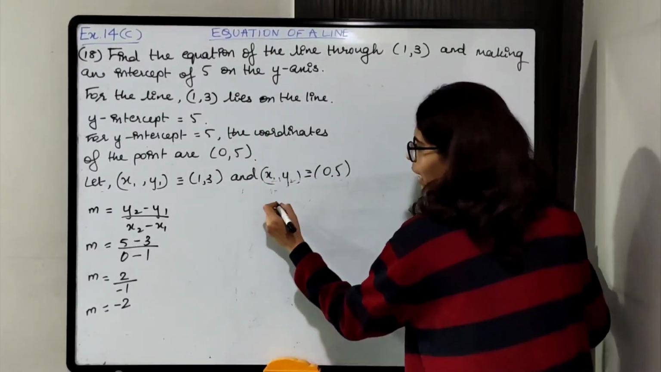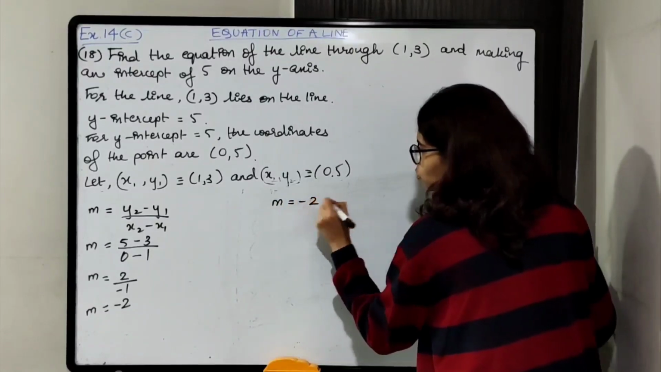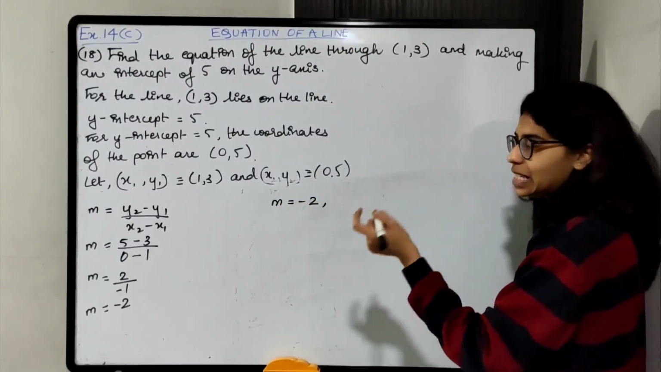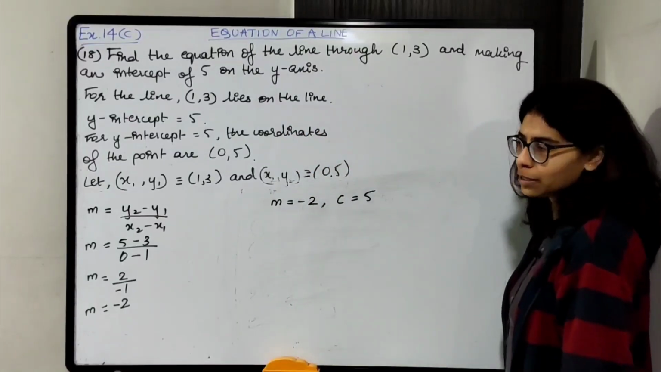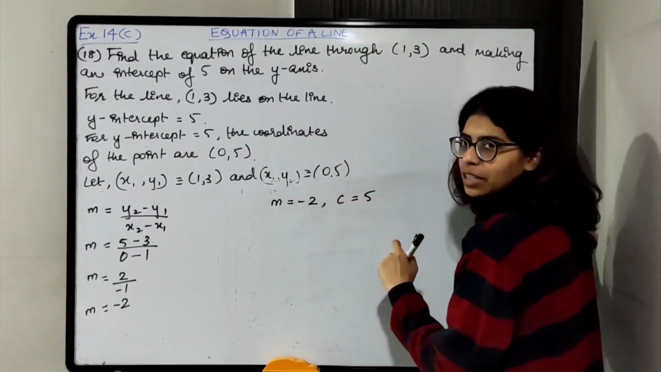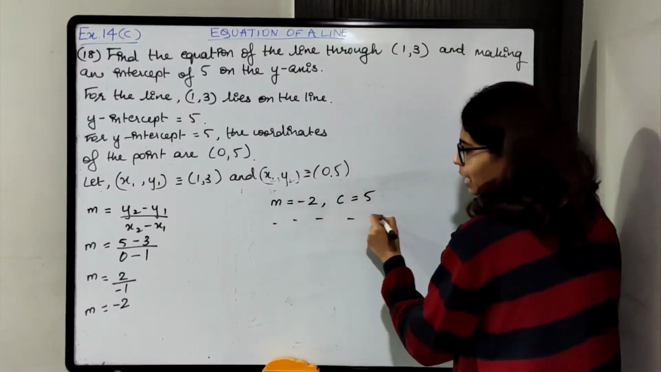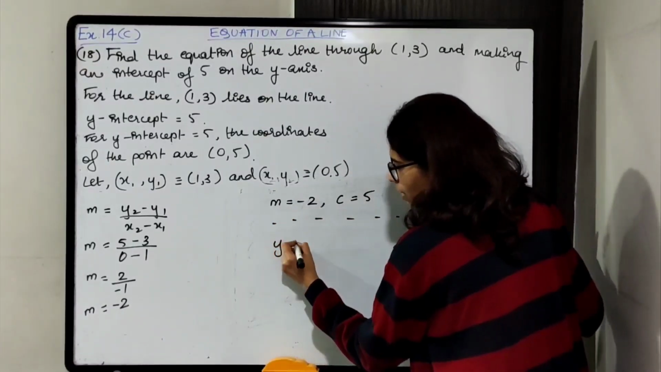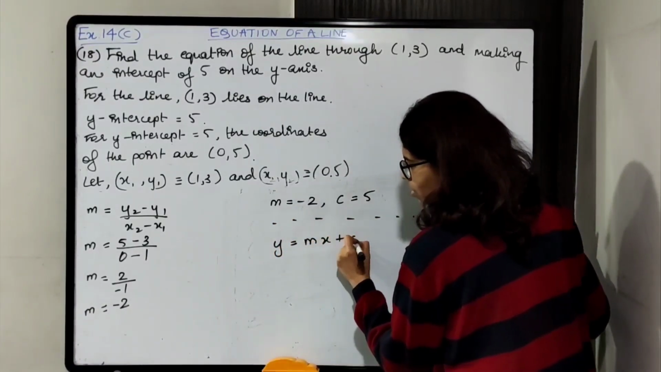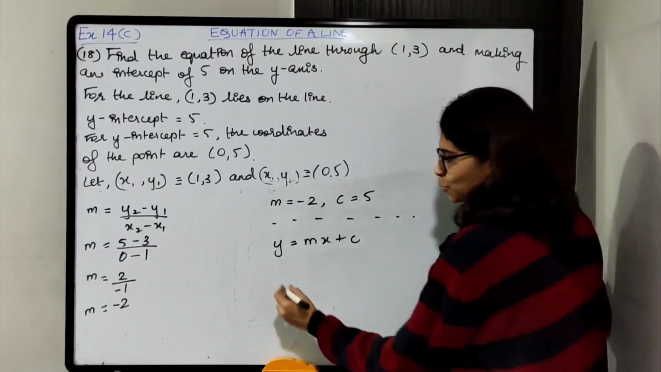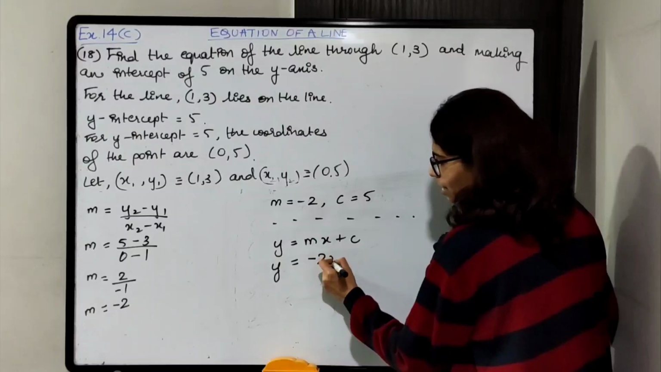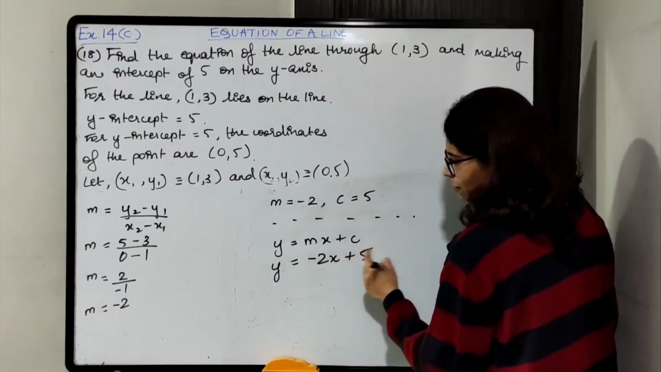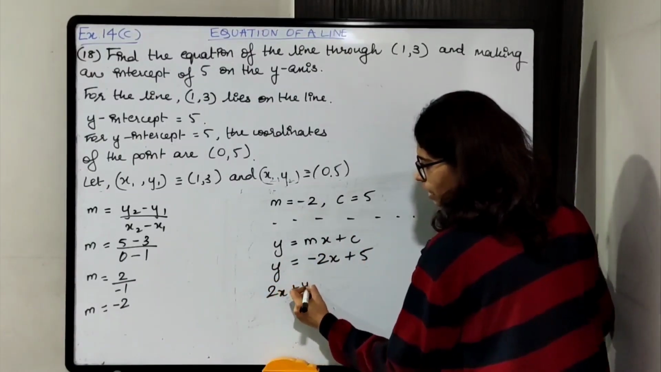So m is minus 2 and the y-intercept is nothing but c. So c is 5, it is told over here. m is known, c is known. The equation of the line will be y equals mx plus c. So y as it is, m is minus 2, x plus c is 5. Just shift over here, 2x plus y is equal to 5.